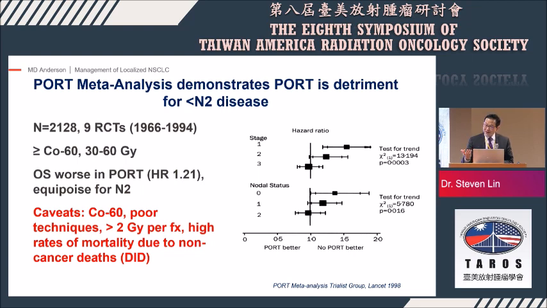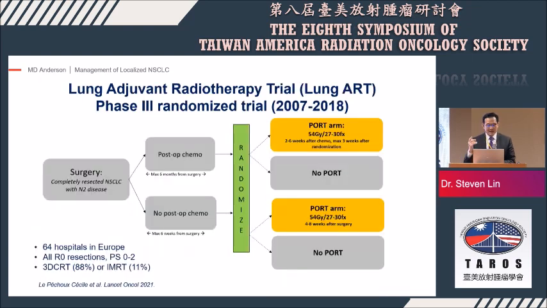So they had to repeat the trials with modern techniques, and that's the reason why the Lung ART trial is so important. This is a more modern trial that was just recently completed. It took many years, started in 2007 and ended in 2018. It was done in Europe through the EORTC. A few of these patients got IMRT, the majority got 3D conformal, however, still using modern radiation techniques. Patients were randomized to post-op radiation versus not. Some of these patients got chemo, depending on the discretion of the medical oncologist.